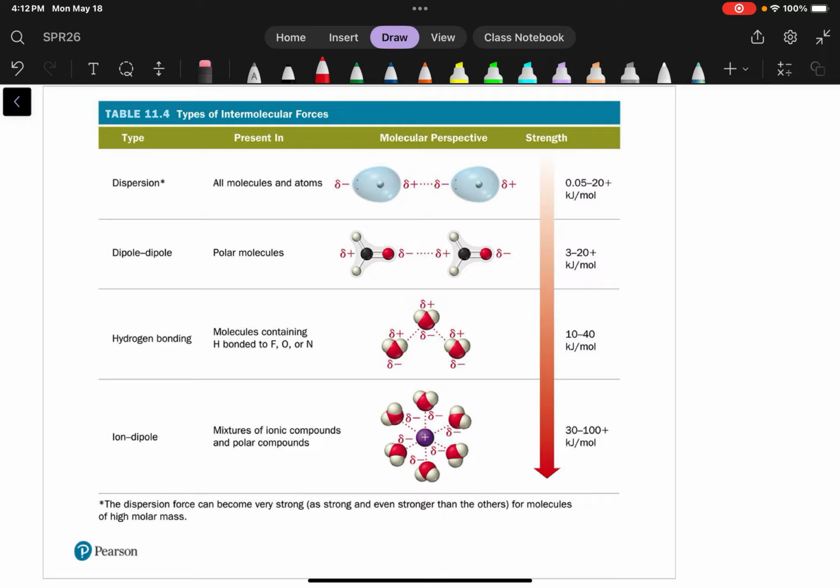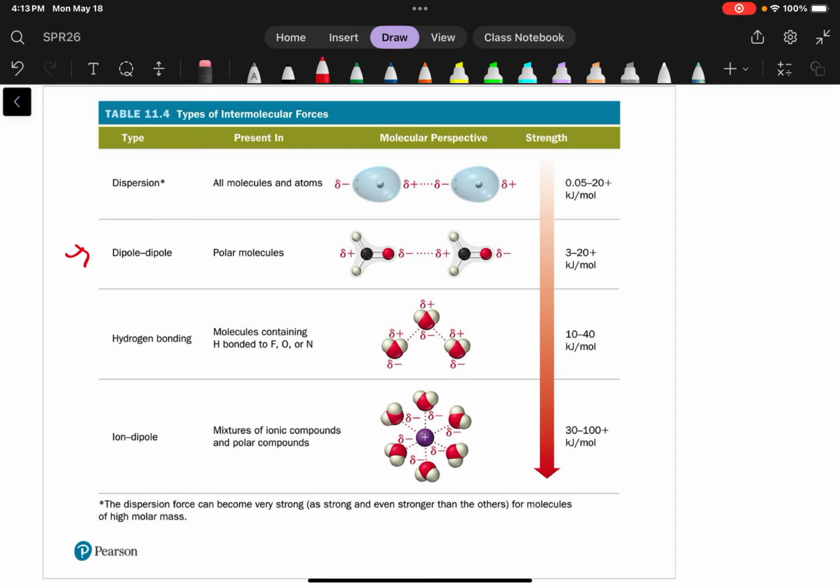In this video, we're just going to look at intermolecular forces in action a little bit more deeply. So in our last lecture, we talked about the different types of intermolecular forces that exist. The first one we said was London dispersion, and that all molecules and atoms exhibit that. Then we talked about dipole-dipole, and we said that only polar molecules will exhibit that.